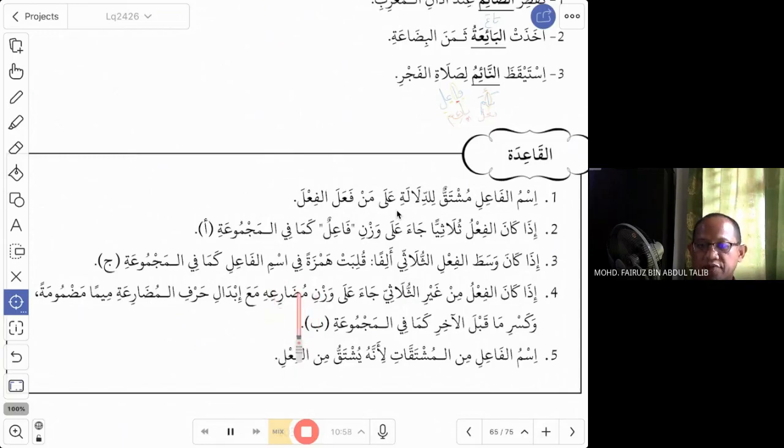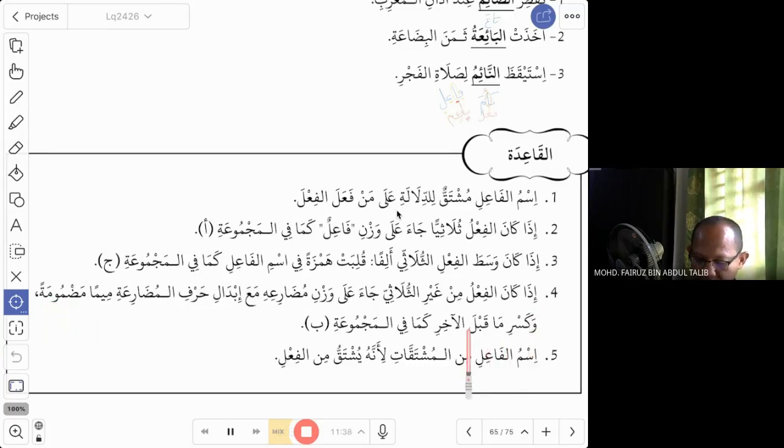So find the mudari of the fi'il. And then ma'a ibdali harfil mudara'ati miman. With changing the harful mudara'ah, which is the letter of the mudari, normally it is the ya, change it to a mim. Instead of ya, we change to mim. And then madmuma. Madmuma means you put a dhamma, from the word dhamma. So mu.